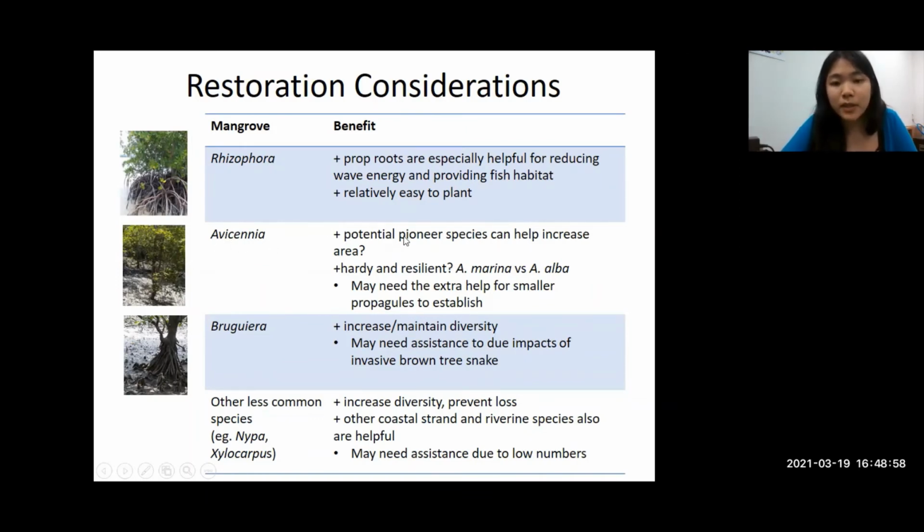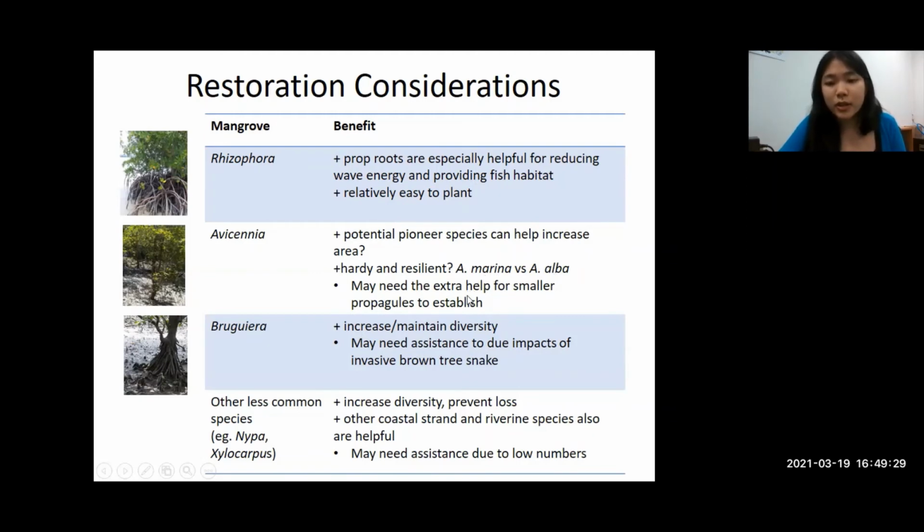So Avicennia and Bruguiera are a little less common. Avicennia is supposed to be a pioneer species that can help maybe increase our mangrove area in general, especially on the more seaward facing side. But it looks like in our Marianas Yacht Club site, at least, they weren't that hardy because they're losing leaves. Even though there's been a lot of scientific literature and consulting with other people saying they're supposed to be really hardy, there might be variations between our two species. We'd have to look into that a little bit more.